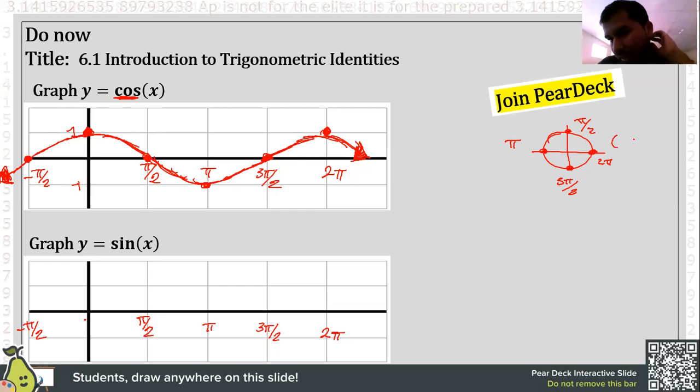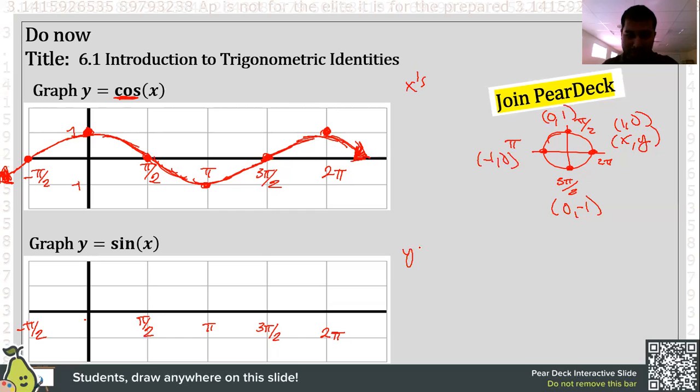These are the x values of these points right here. So what is the x value here? So we have 1, 0, 0 and 1, negative 1 and 0, and 0, negative 1, just like that. So cosines are the x's and sines are the y's.